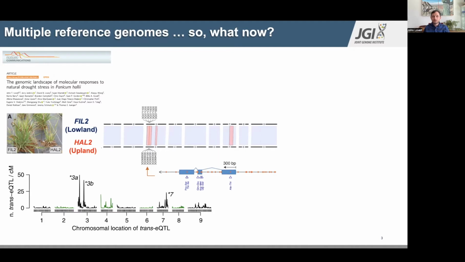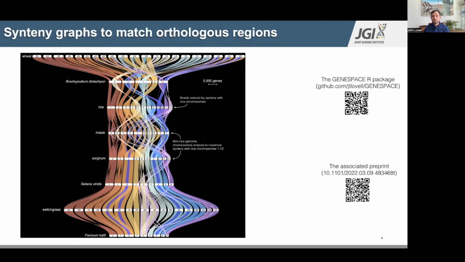However, if we want to transition this information to switchgrass or genetic models of grasses like Brachypodium or rice, we need a much more robust representation of synteny and a way to track it across all of these. This is when we started developing our GENESPACE software. GENESPACE builds syntenic graphs like this one in grasses and lets you track the positions and presence-absence variation of orthologous genes across multiple reference genomes. And this essentially does what I described in Panicum hallii, but at a much larger scale, and allows you to query any number of regions simultaneously.